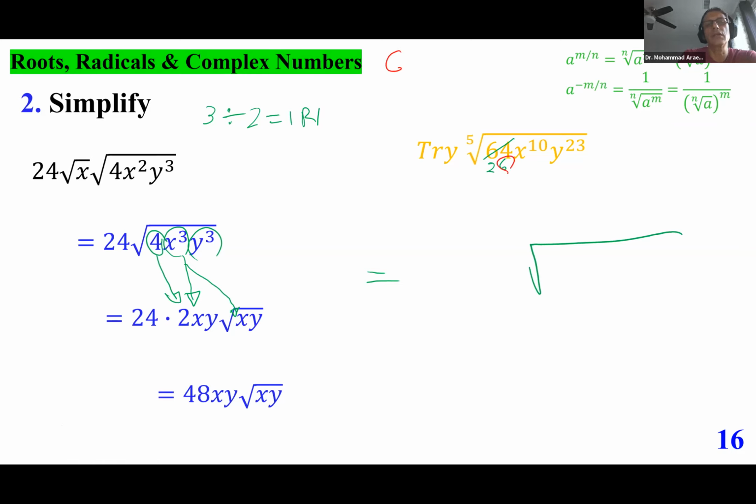Number 6, if you divide it by the index, which is 5, you get 1 with remainder 1. Therefore, 2 to the power of 1 comes out, 2 to the power of 1 stays in. For x, 10 divided by 5 is 2. That is the quotient. There is no remainder, so x squared.